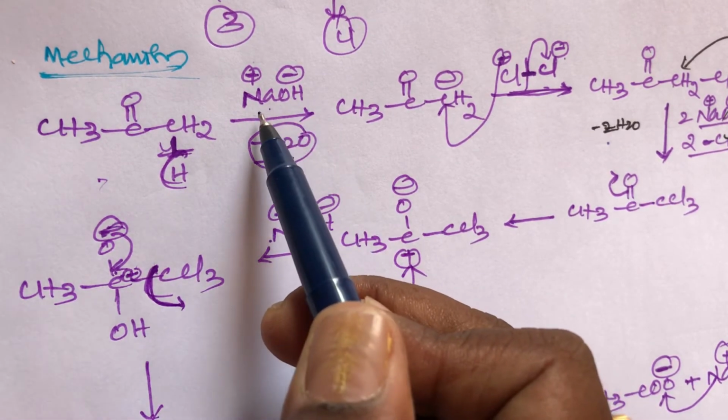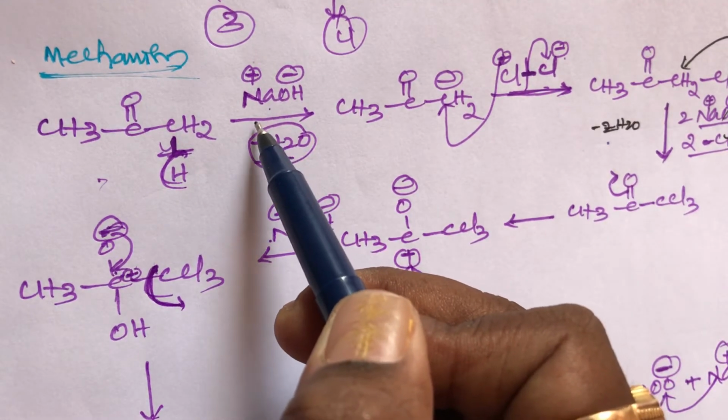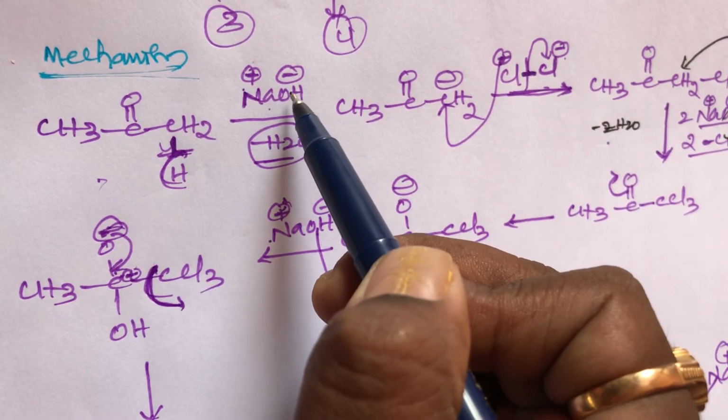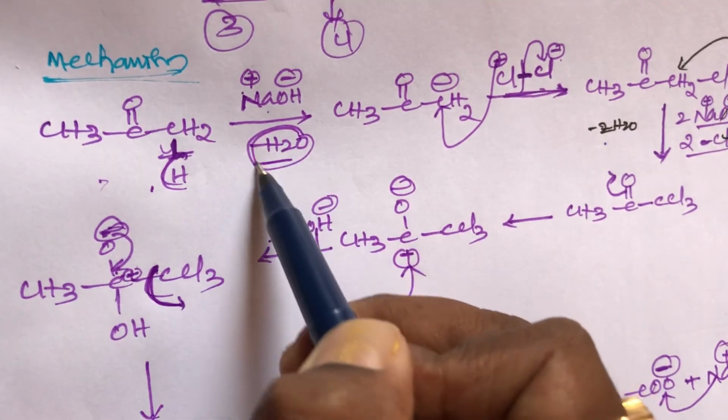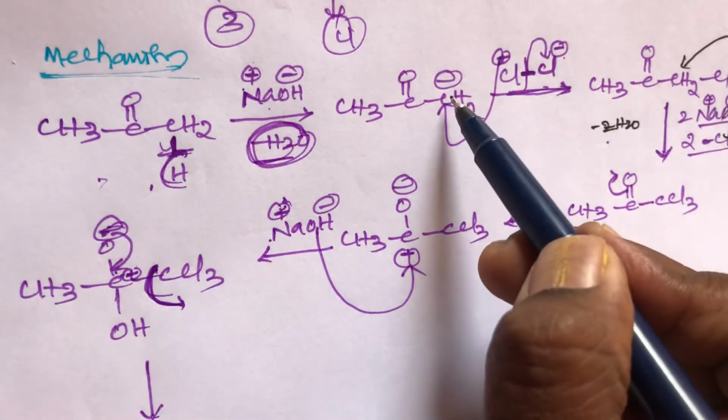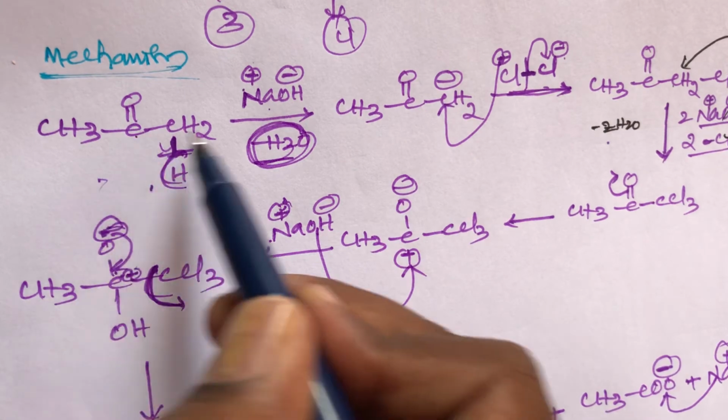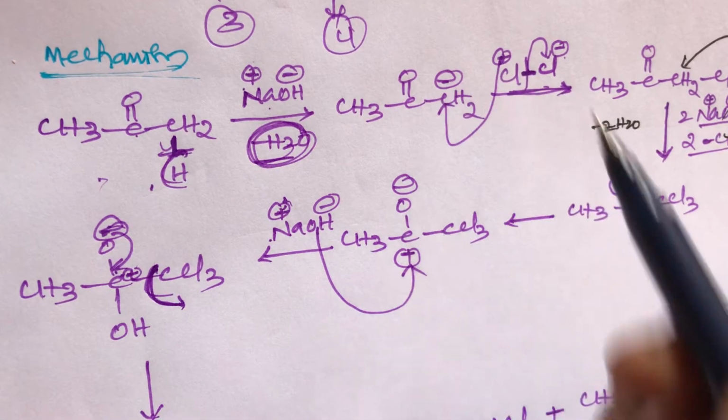In this first step, student, 1 mole of NaOH is involved. This NaOH gives Na plus and OH minus. This OH minus takes 1 H plus, and we get water by elimination, student. The carbon in this step becomes CH3COCH2 minus, which is the nucleophile. This carbon gets the negative charge.